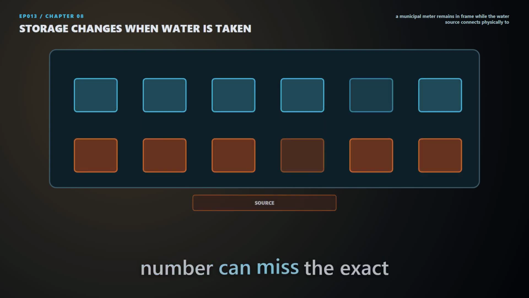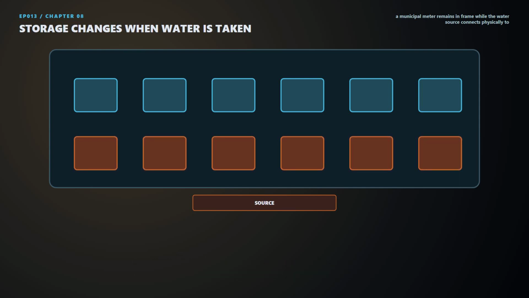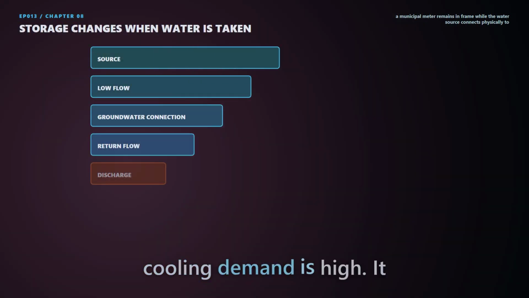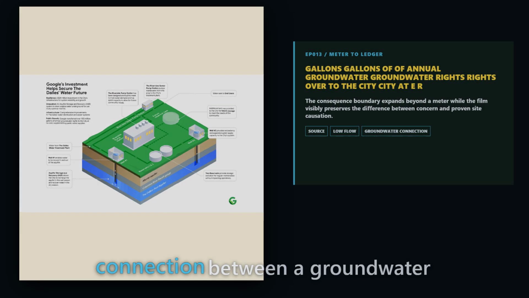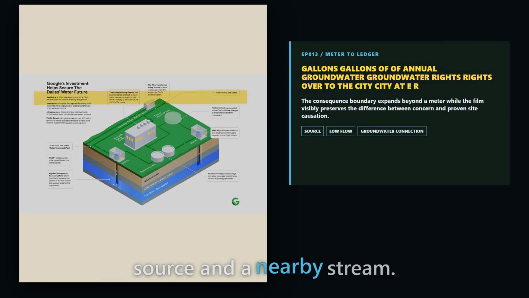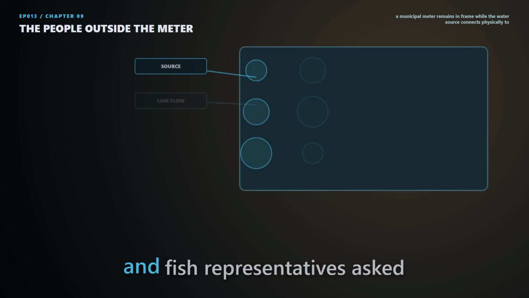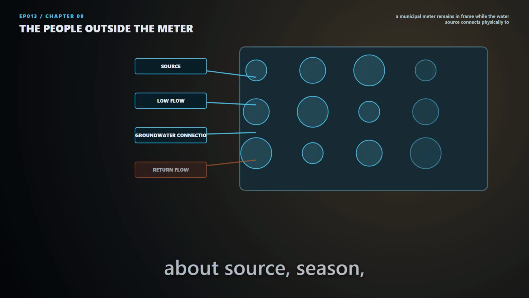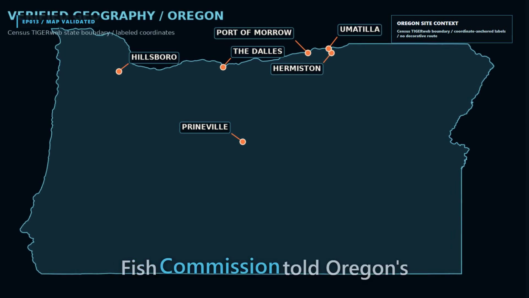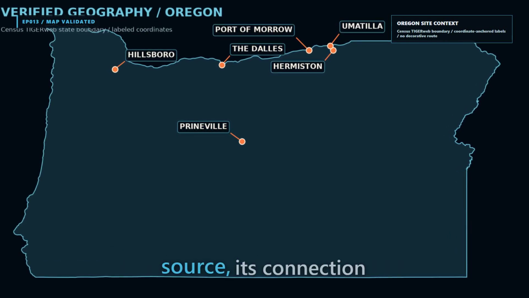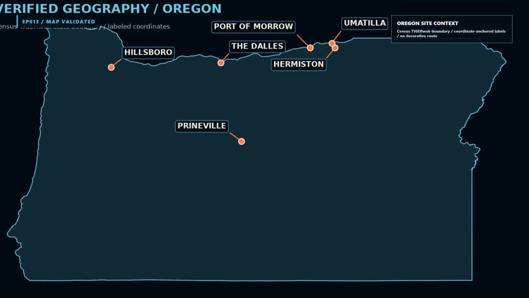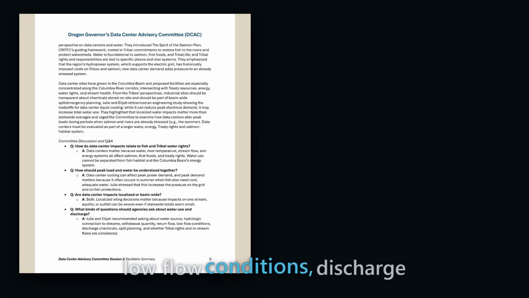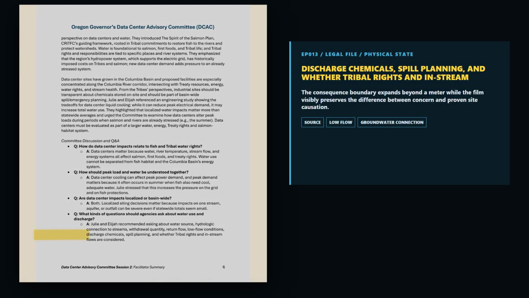An annual number can miss the exact week when a river is warm, stream flow is low, and cooling demand is high. It can also miss the hydrologic connection between a groundwater source and a nearby stream. Those are the reasons tribal and fish representatives asked about source, season, return flow, and low flow conditions rather than only a statewide sum. The Columbia River Intertribal Fish Commission told Oregon's committee to ask about the water source, its connection to streams, withdrawal quantity, return flow, low flow conditions, discharge chemicals, spill planning, tribal rights, and in-stream flows.